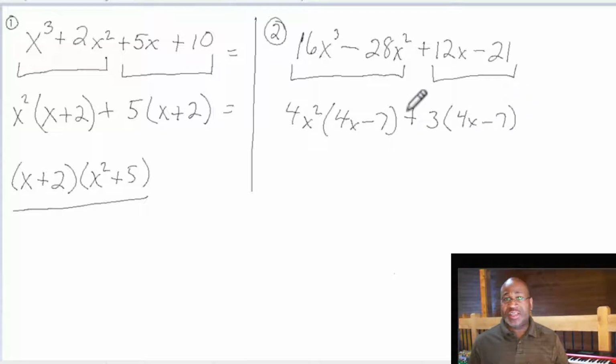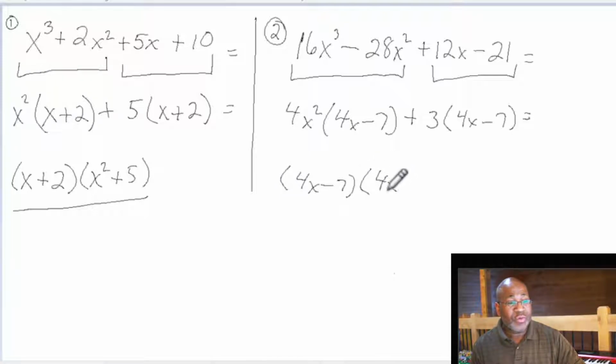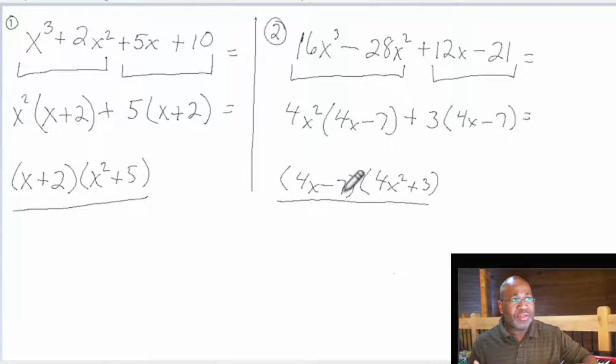And as we saw was the case in the previous example, we see that there's a binomial common factor between those 2 groups, 4x minus 7, that we can then extract. So we have 4x minus 7, and what's left over? 4x squared plus 3. And that's our factored form. Now, I hope this is beginning to make a little bit of sense to you. These problems were pretty straightforward, so let's shake things up a little bit to give you an idea of some of the complications you may run into when you're using the grouping method.